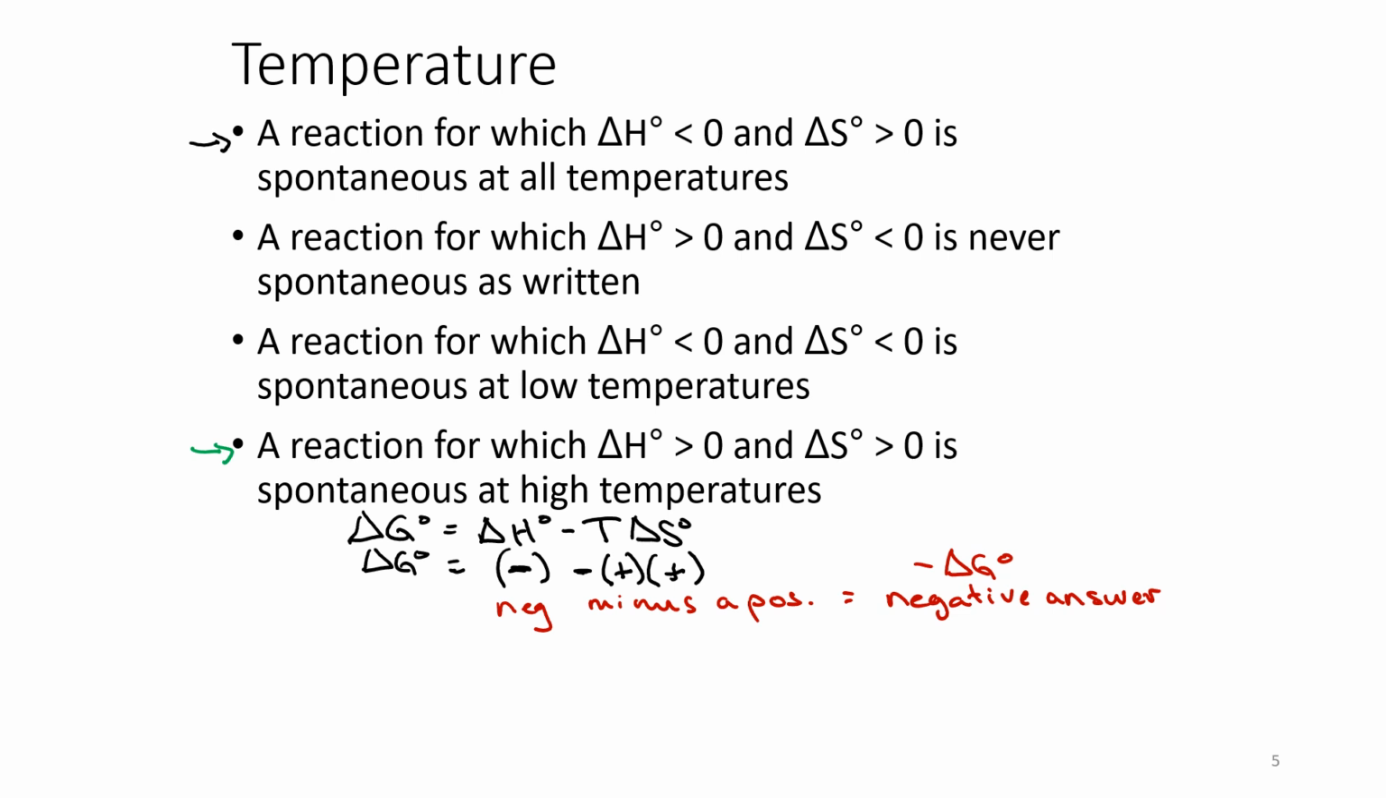those values are. All right, the bottom one says that we have a reaction for which our delta H is greater than 0 and our delta S is also greater than 0. So we've got our delta G is equal to a positive delta H minus temperature, which is still positive because it's in Kelvin, and our delta S is positive because it is said so. It's greater than 0. You have a positive minus a positive.